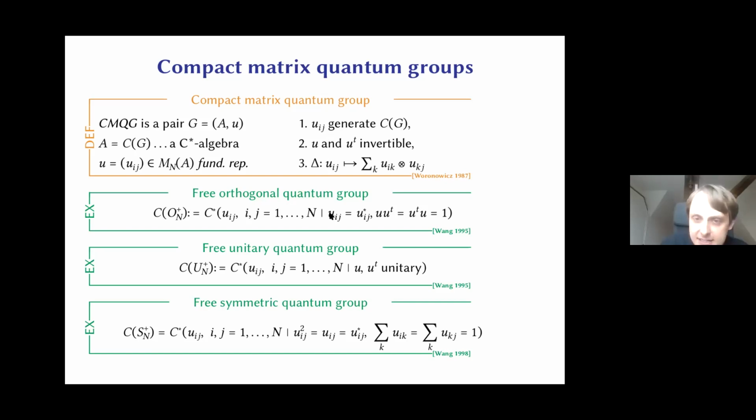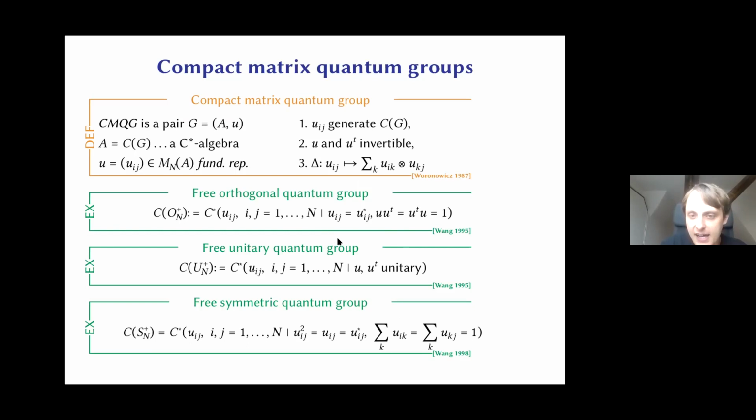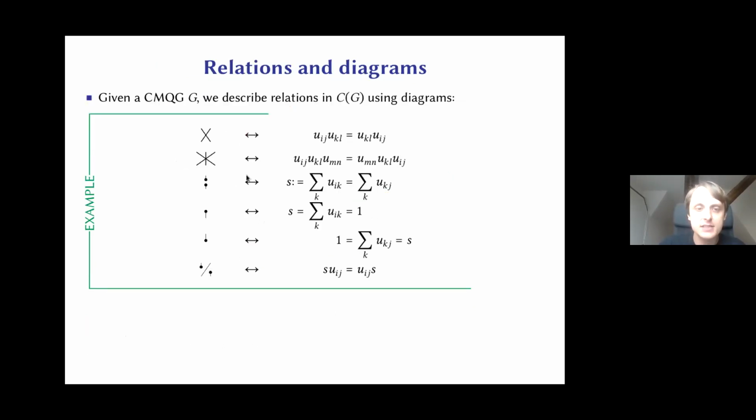As you can see here, what's important here are those relations. So those relations kind of define the quantum group. We would like to encode the relation somehow, and we are going to do it using some diagrams. Some of those diagrams I've drawn here, and I guess some of them are intuitively understandable. For example, this is the commutativity. So you take U_ij, U_kl, and you can commute them.